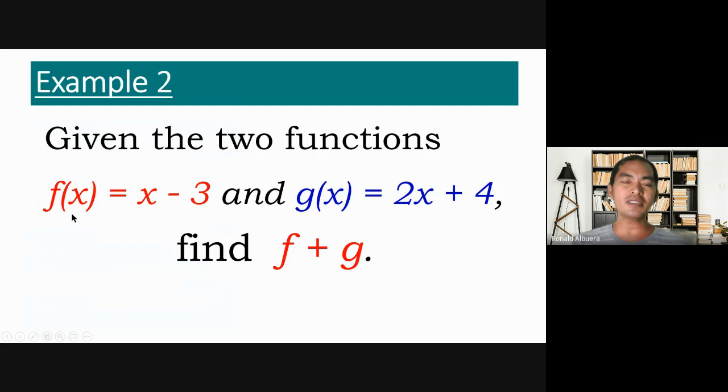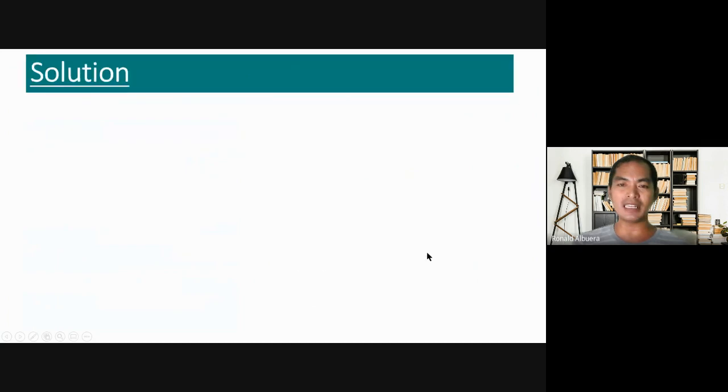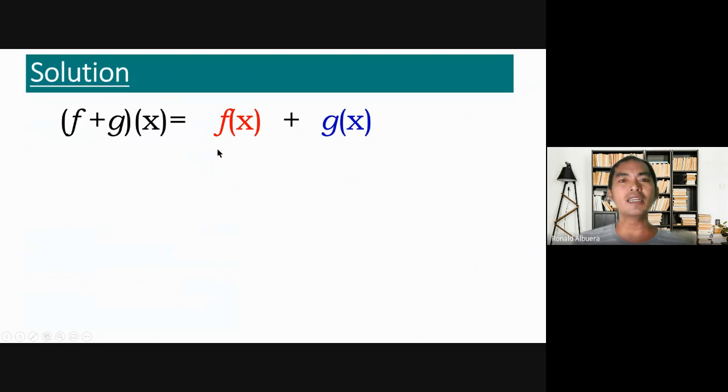Another example. Suppose the given function f is equal to x minus 3 and g is equal to 2x plus 4. What is the sum of the two functions represented by f plus g? As a solution, so always write first the definition of the two functions, f(x) plus g(x), and then substitute. Our f(x) is x minus 3, and our g(x) is 2x plus 4.